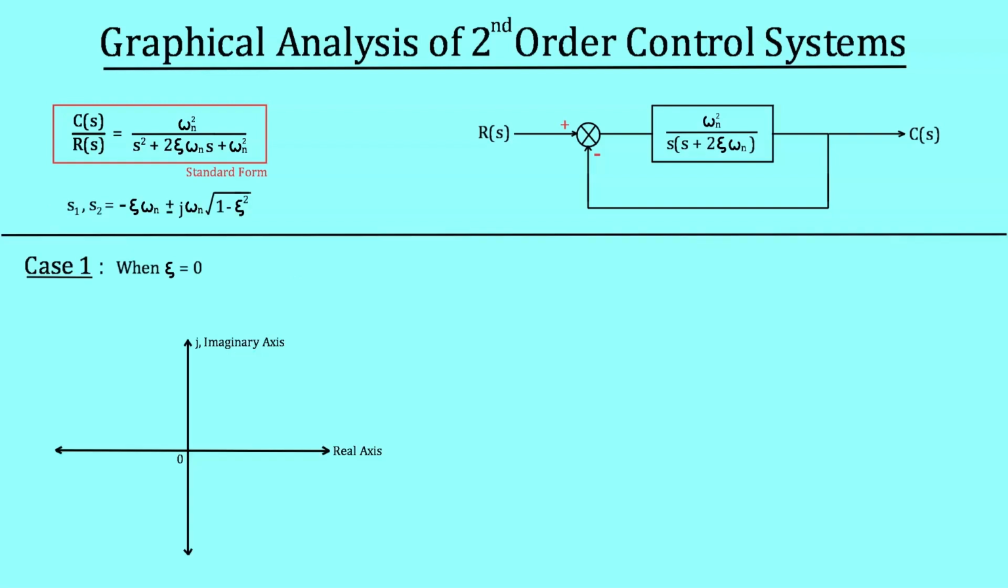The first case is when the value of zeta is equal to 0. In this case, the value of the two poles will come out to be equal to plus minus j omega n, which are purely imaginary roots. And if we have to locate these poles on the S-plane, then they will lie exactly on the imaginary axis. If you recall the concept which we have studied in the first unit, then you can also determine that such type of systems are marginally stable.